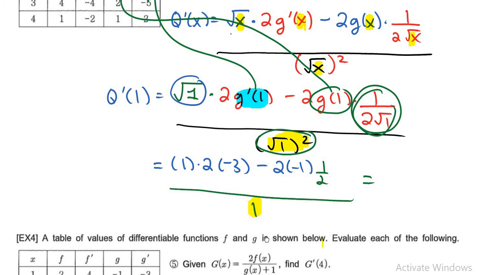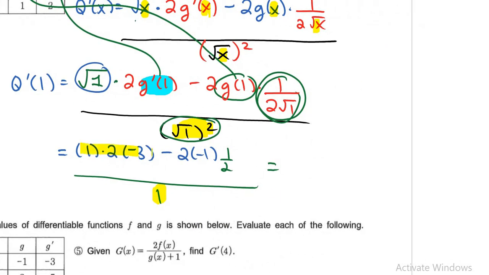Okay, let's go ahead and continue to evaluate this. So this expression right here in yellow, 1 times 2 times negative 3 is going to be negative 6, plus 1 all over 1, which equals negative 5. So negative 5 is my final answer there.